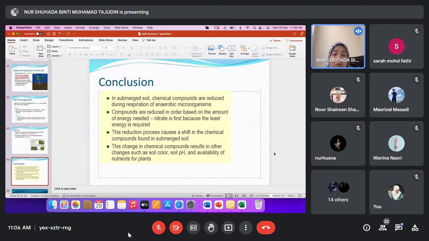So, this reduction process causes a shift in the chemical compounds tadi found in submerged soil. So, sambil dia tukar that compound, what changes that does it make to the soils? Of course, we can see the soil color, the soil pH, because there is a production of H+, and also it affects the availability of the nutrients to the plants and also the greenhouse gases.